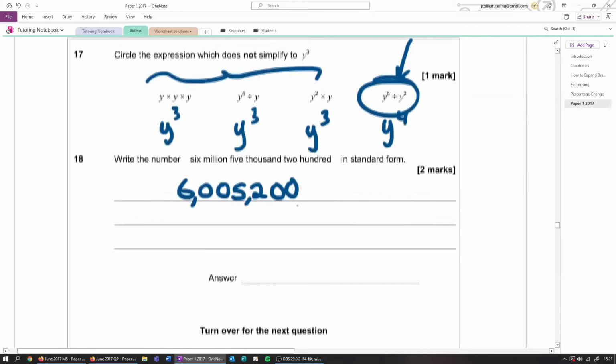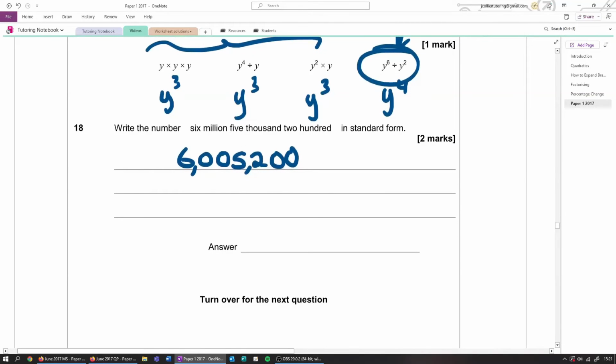6,005,200. If we want to write this into standard form, we need to put it into the form a times 10 to the b. That is the most generic standard form. A has to be some number in the range of 1 to 9. Okay? And, well, 1 to 10. And b has to be some whole number.